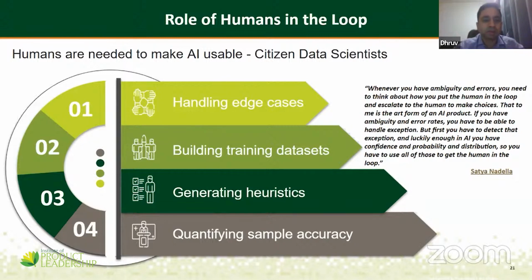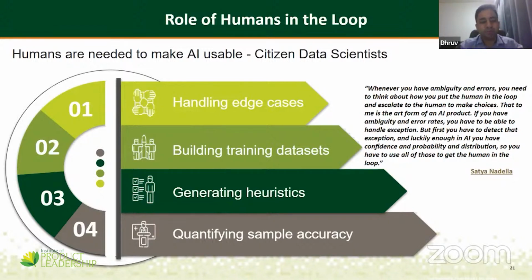If machines have to learn, somebody has to build a training data set for it, and that's where humans come in. Humans, people, programmers, database folks, they all help in building these data sets. Generating heuristics, that's another important aspect, and quantifying the sample accuracy. Even when machines are trained, someone has to say that the machine is currently operating at a particular accuracy level, and for all these samples, the accuracy has to be estimated by a person.